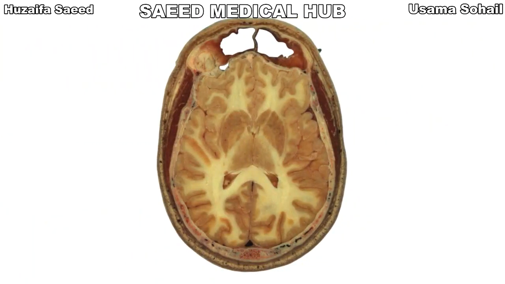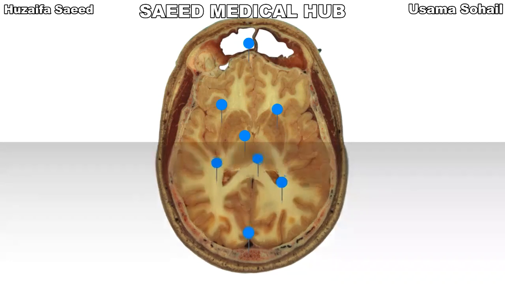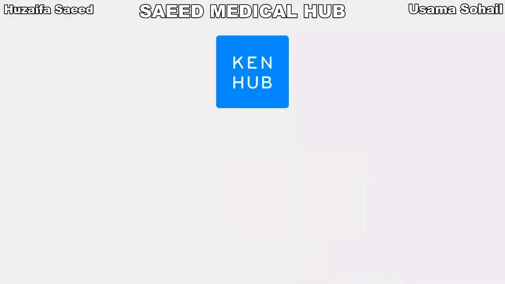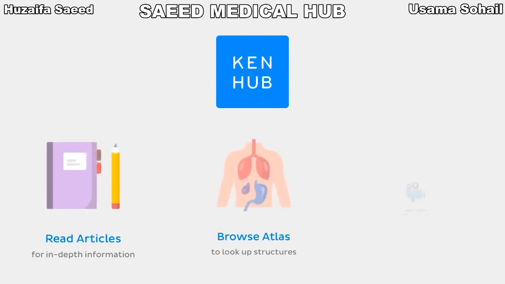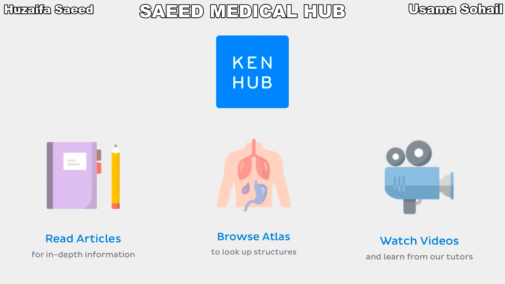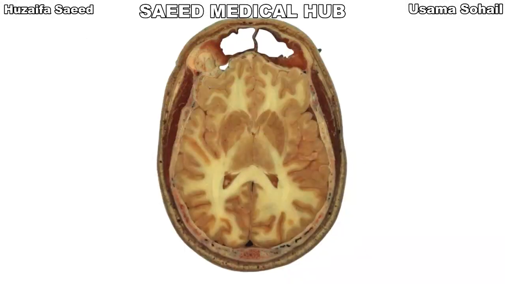Just as if we were looking at a CT or MRI scan, our main focus today will be primarily to identify a wide range of structures found at this level of cross-section, and also learning about their interrelationships with one another. Unfortunately, we will not be going into extensive detail about the function and role of each of these structures. However, this is something that you can find in detail by looking at our articles, atlas sections, and video tutorials on our website.